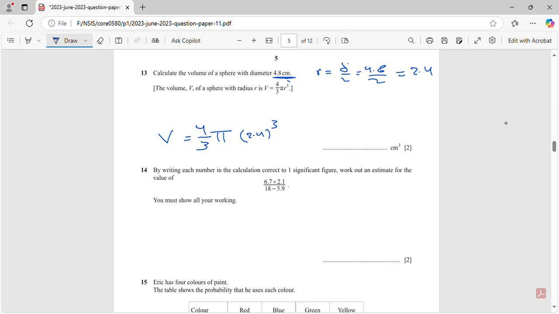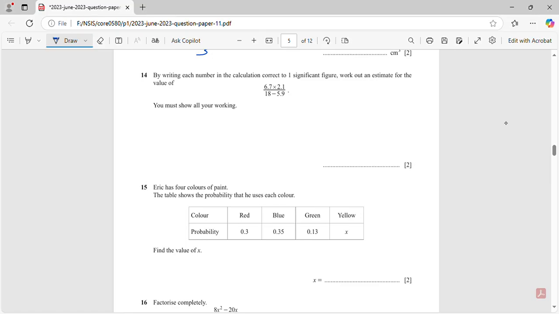وما دام ما قاليش اعمل لي approximation لاي حاجه الرقم اللي هيطلع لي كله هكتبه كله. example 57 91 whatever. يعني بنكتب اكبر عدد من النمبر. Okay. For question 14. By writing each number in the calculation corrected to one significant figure, work out an estimation. Okay.